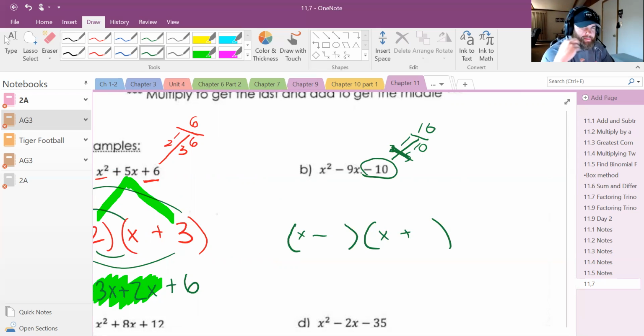Okay, this is kind of the steps and thought process of factoring that we need to start thinking about and doing our homework, and not just Photomathing homework. Okay.